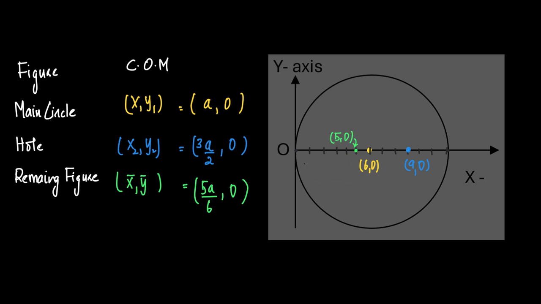Okay. So say the main circle, which is the larger one, has the center of mass x1 comma y1, which is a comma 0. Now we have a hole which represents the mass removed out of this, like this, right? The center of mass of that portion was 3a by 2 comma 0, and we found out the remaining portion x bar will be 5a by 6.